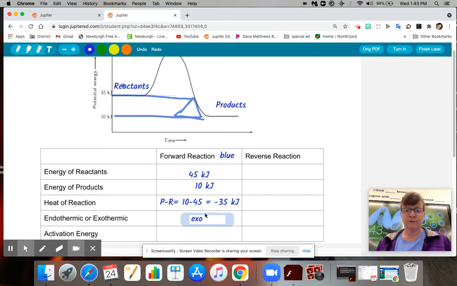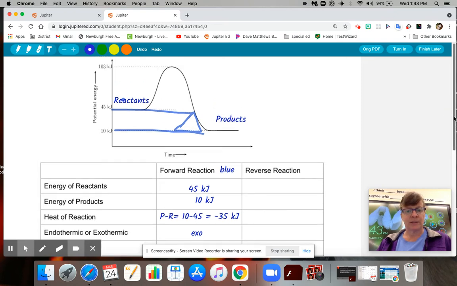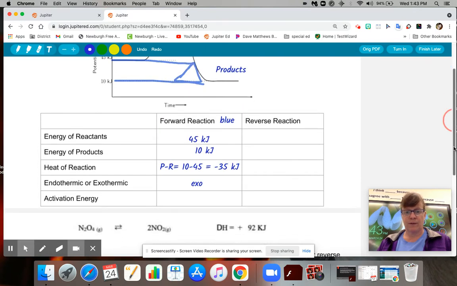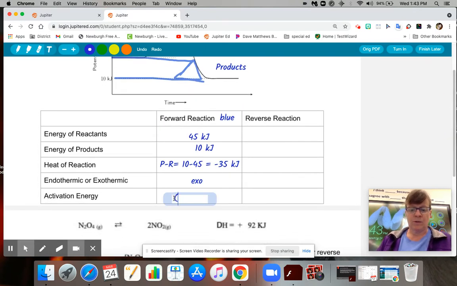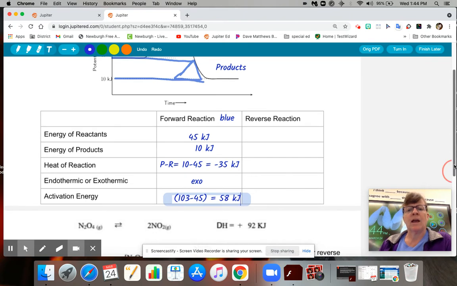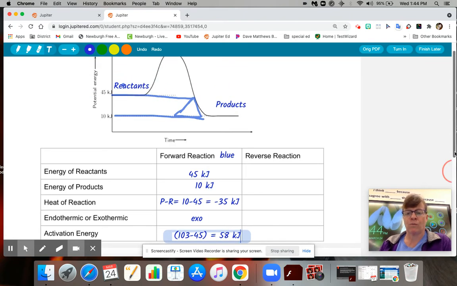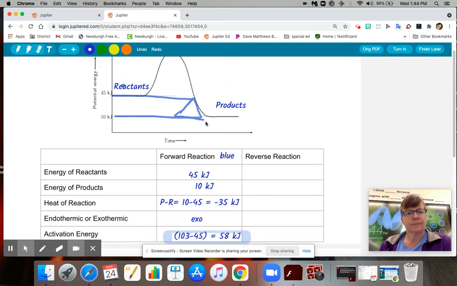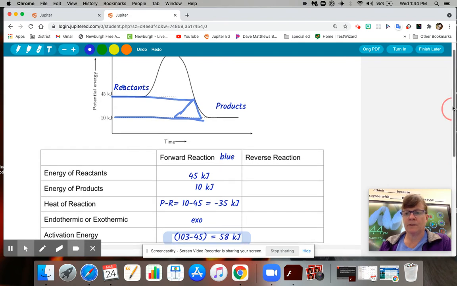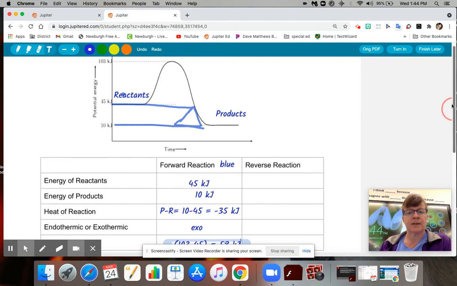Always double check yourself. Activation energy is from the reactants up to the activated complex. And again, we always go backwards. So it's 103 minus 45. So 103 minus 45, that gives me 58 kJ. And that's all in the forward. And again, just make sure you can see that top piece there.